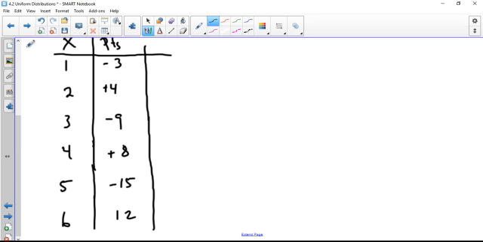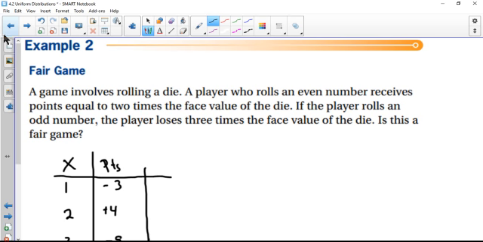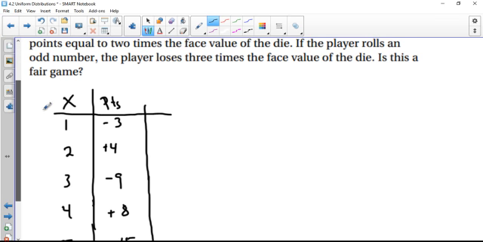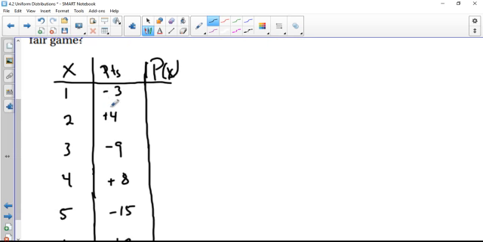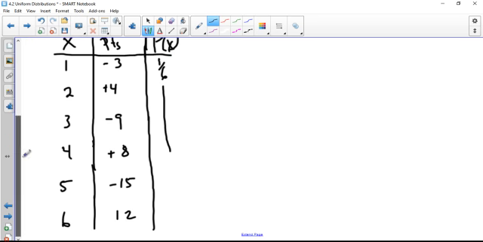Okay, so now we want to look at the probabilities of these. Well, it's the probability of getting a 1. Again, it's just a sixth. These are all going to be 1/6 because it's a uniform distribution.